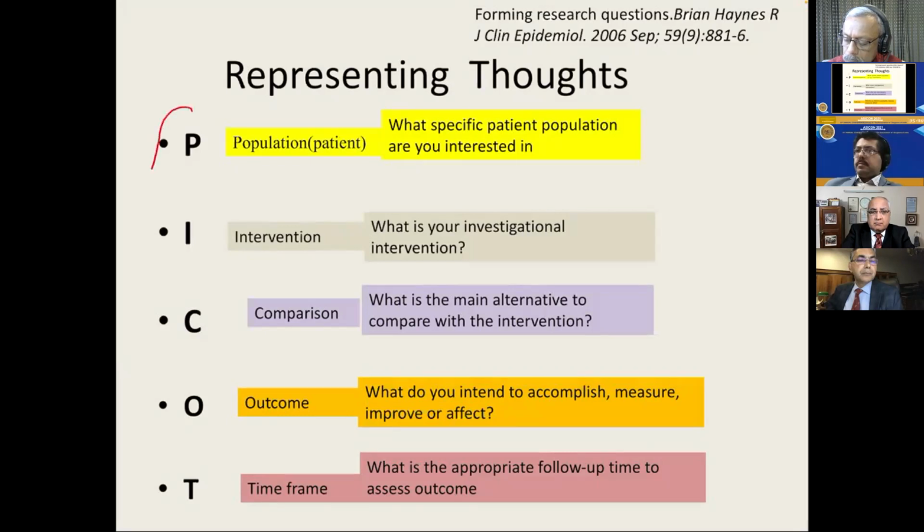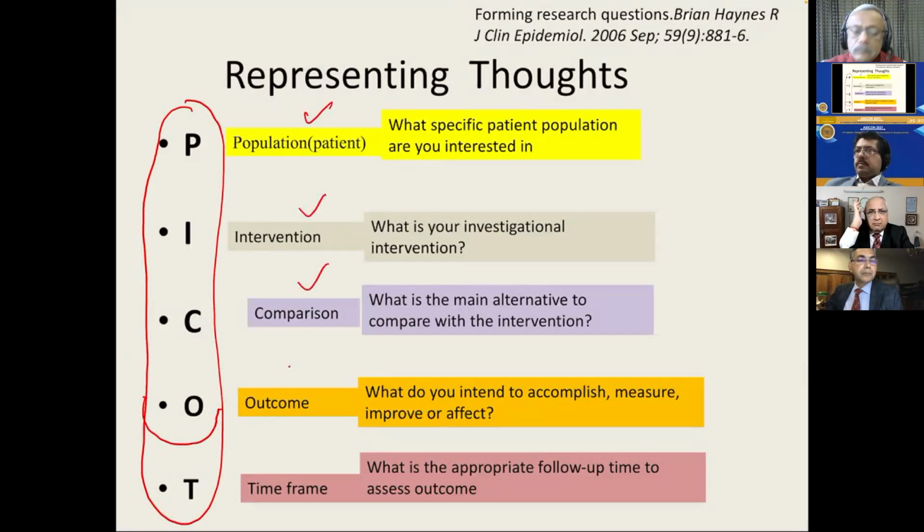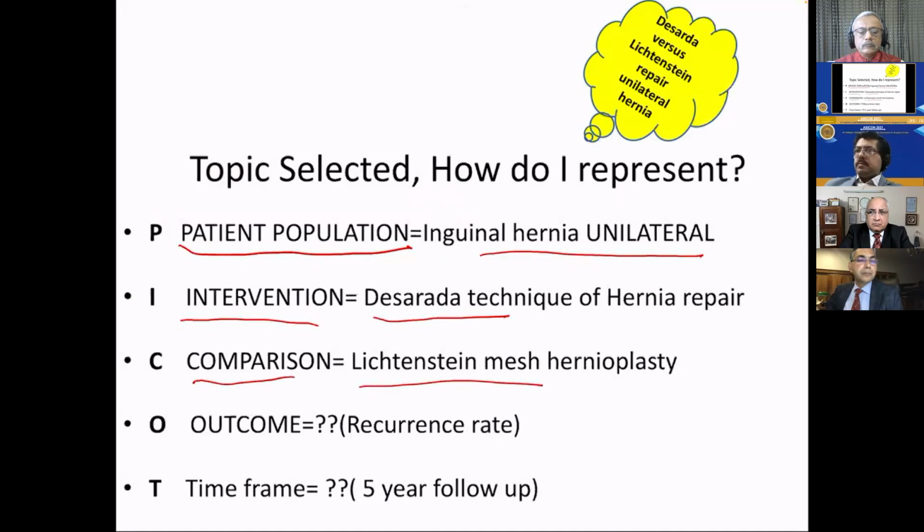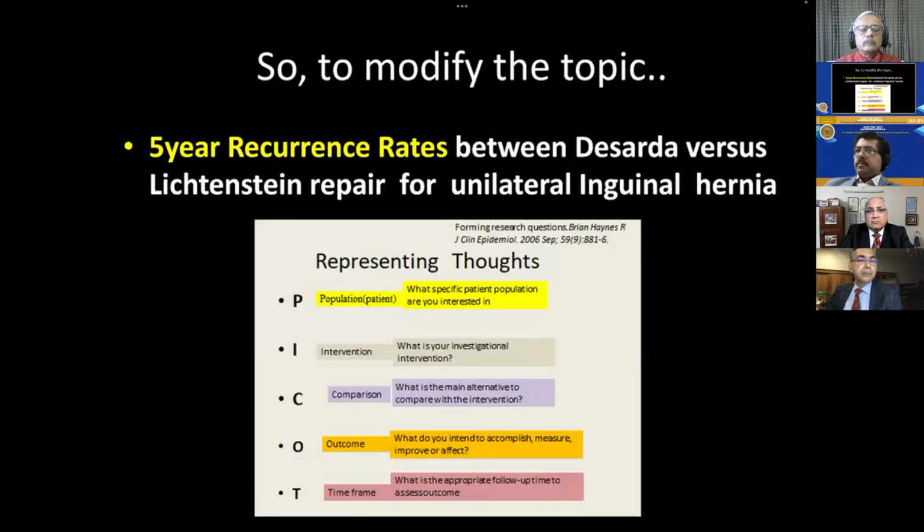And so what we did was we wrote it in a style called the PICO format, standing for population, intervention, comparison, and outcome. With the same data of Disarda versus Lichtenstein, we made the patient population, the P, hernia patients. Intervention was the Disarda, comparison was the Lichtenstein group, outcome was something that was not mentioned, maybe recurrence rate, and the time period did not have 5 years, but I intended to do it for 5 years. So we modified the topic to have a 5-year recurrence rate between Disarda and Lichtenstein's repair.